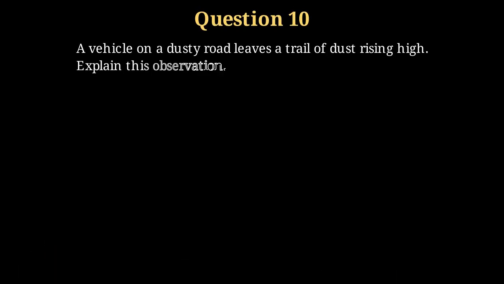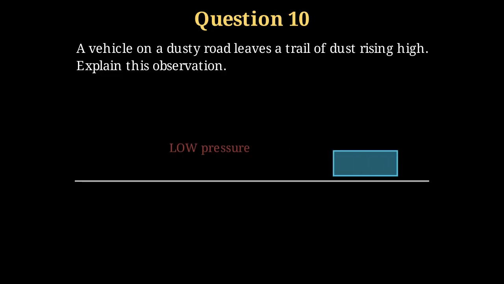Question 10. A vehicle speeding along a dusty road leaves a trail of dust that rises high above the ground. Let's explain why. As the vehicle rushes forward, the air behind it moves very fast to fill the gap. Fast-moving air has low pressure, so a low-pressure region forms in the wake right behind the car.